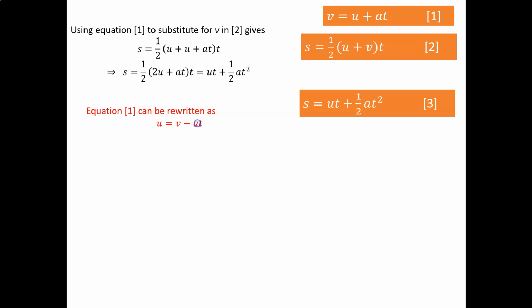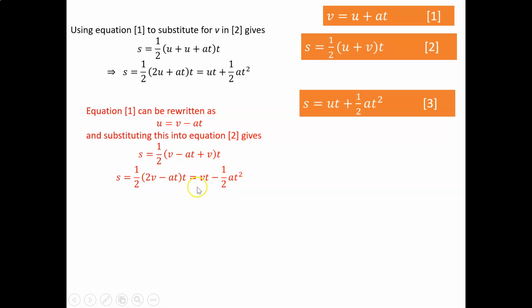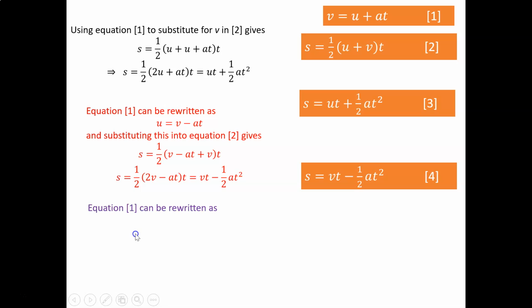Equation 1 can be written as u equals v minus at. So we're going to substitute for the u in equation 2, giving us an equation with no u in it. Collecting terms, multiplying the bracket out, and we get s equals vt minus a half at squared. So there's our fourth equation of motion. Sometimes this is not given to you, but it's worth using it. So you've got an equation for each of the terms, and then you can pick out which one you need.